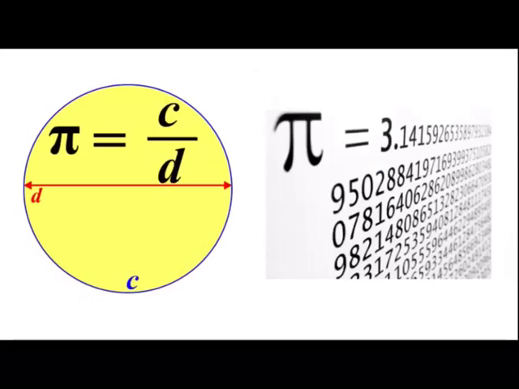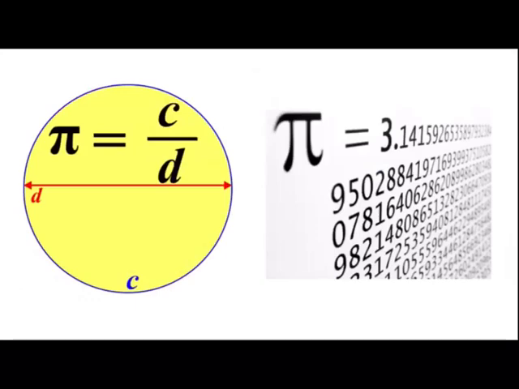Pi. Pi is irrational. It's crazy. It goes all over the place and it never stops. So on the right, we have an example of pi. 3.14159265358979323, and it goes on forever, but with different numbers. That's crazy. That's irrational.